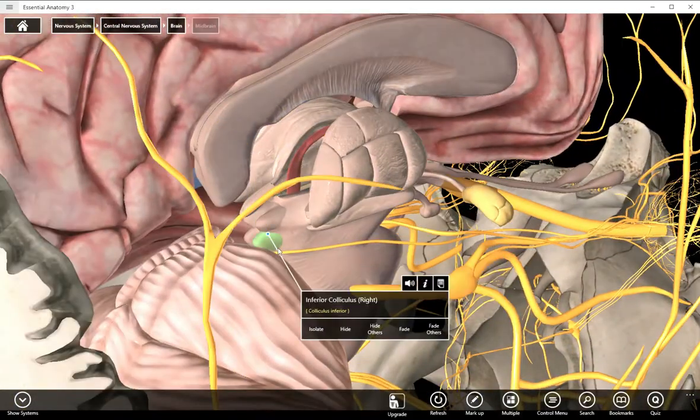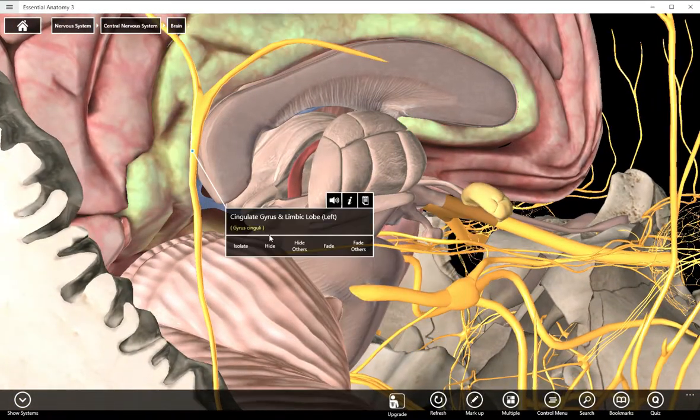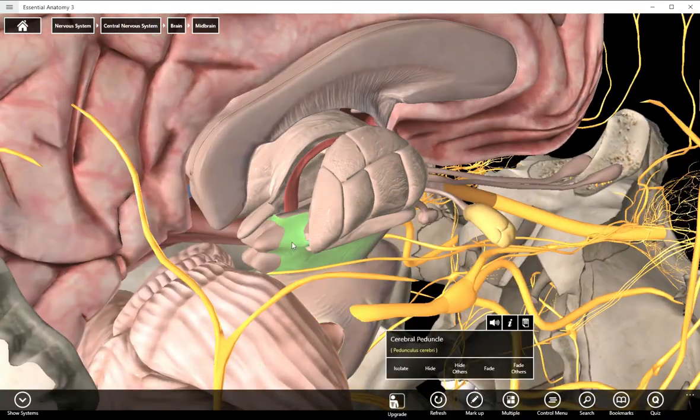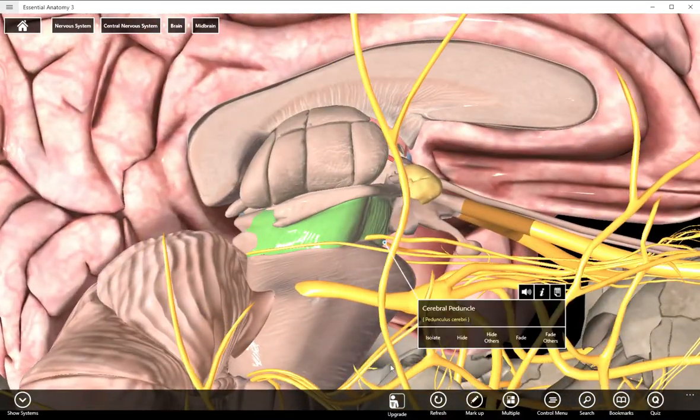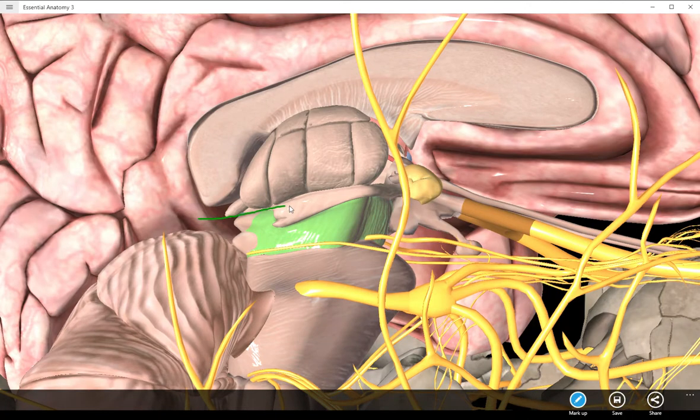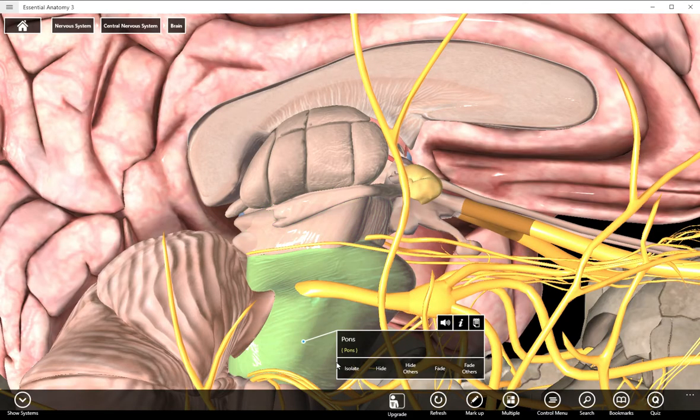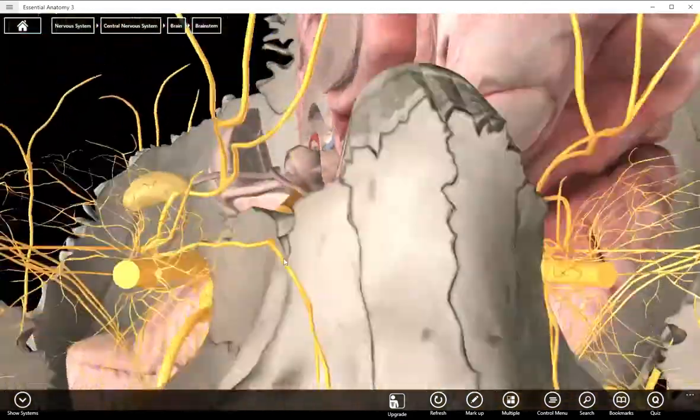Here's a corpora quadrigemma, which is a part of the midbrain. So you have two pairs of colliculi. It's not allowing me to select the midbrain. So what we will do is, if you see something tagged, so it's something that's clearly below the diencephalon, below the thalamus, but above pons, which is what we're about to learn in a second, that is the midbrain of the brainstem. This here is pons, which sits below the midbrain.